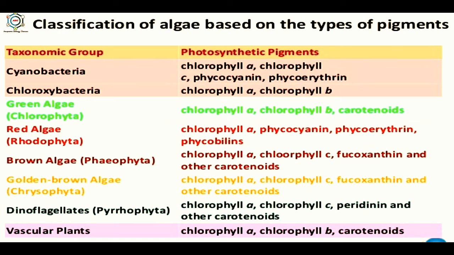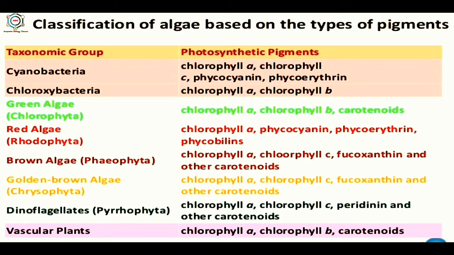In case of the cyanobacteria, chlorophyll A, chlorophyll C, phycocyanin and phycoerythrin are present. While in case of chloroxybacteria, chlorophyll A and chlorophyll B are present. In case of green algae, that means chlorophyta, chlorophyll A, chlorophyll B and carotenoids are present. While in case of red algae, known as rhodophyta, chlorophyll A, phycocyanin, phycoerythrin and phycobilins are present.